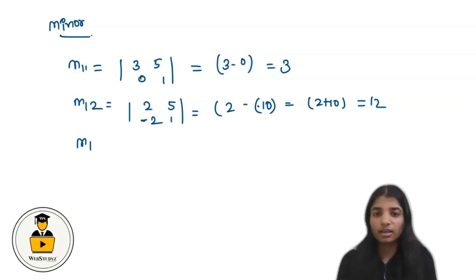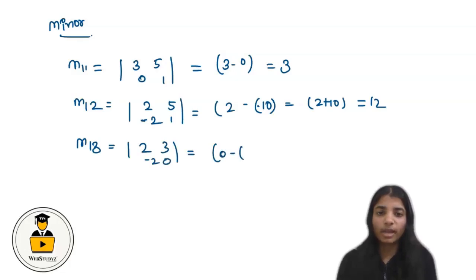Now the minor of A13: cancel the row and column which consists of the element A13 and write the remaining in the form of a determinant. That becomes 2, 3, minus 2, 0. Now calculate its determinant. 2 multiplied by 0 is 0, minus of 3 multiplied by minus 2 is minus of minus 6. So this is equal to plus 6.